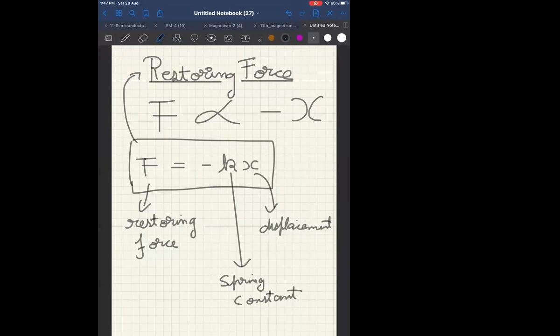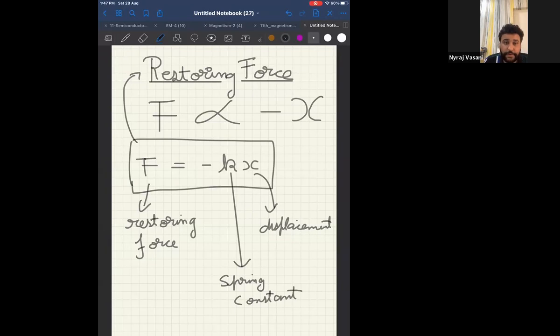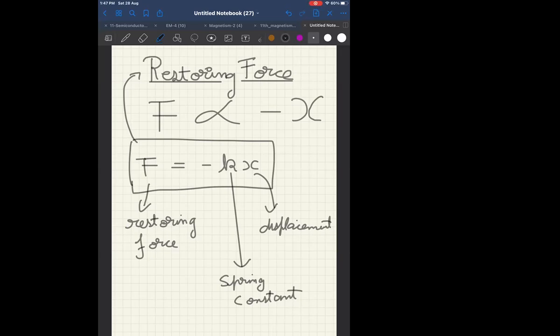Sir, why is there a negative sign before displacement? I gave so many examples in the last 20 minutes. Why is there a negative sign? Because force and displacement act in opposite directions, correct? You give force in one direction, displacement happens in the other direction. That is why the negative sign. Okay, right, understood.